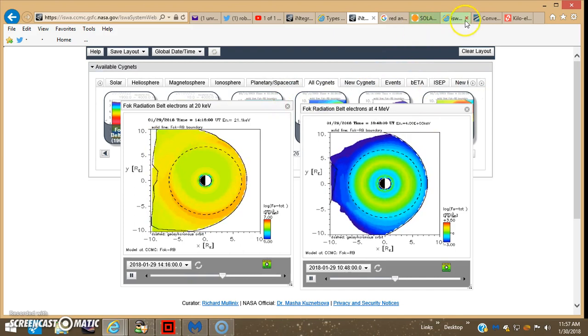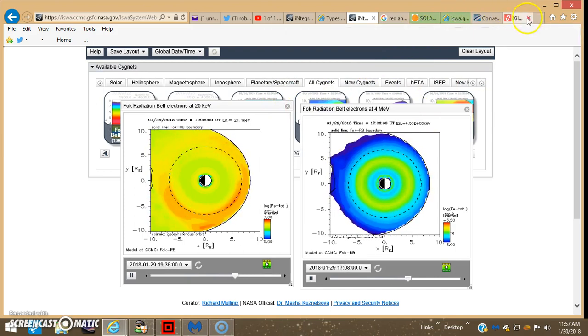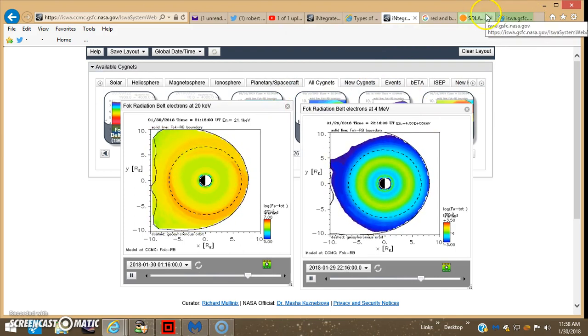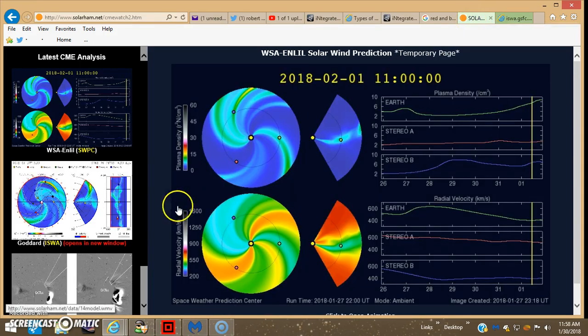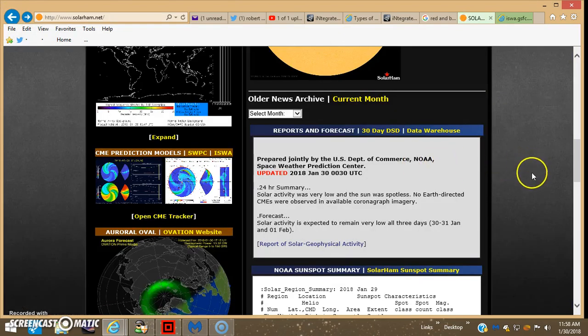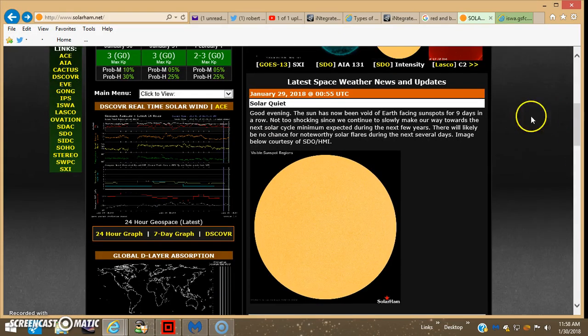I wish Astral Traveler was still around. But anyway, let me dump these. I don't need them anymore. There's the end spiral. We looked at that yesterday. What did I want to look at here?